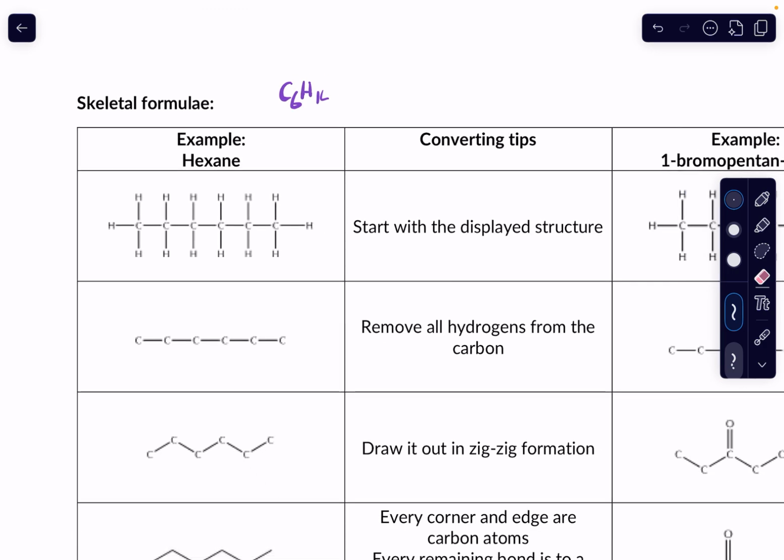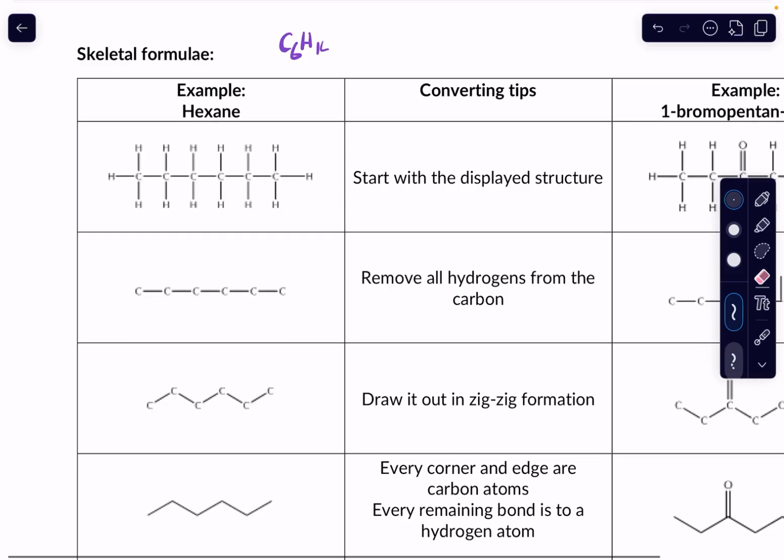They're still there, but we're just going to hide them. And then we're going to draw it in a zigzag formation so we can actually count the carbons a little bit more clearly. So instead of drawing it in a straight line, we're just going to go up, down, up, down, up, down, up, down. Or down, up, down, up, down, up, down, up. And that's fine as well.